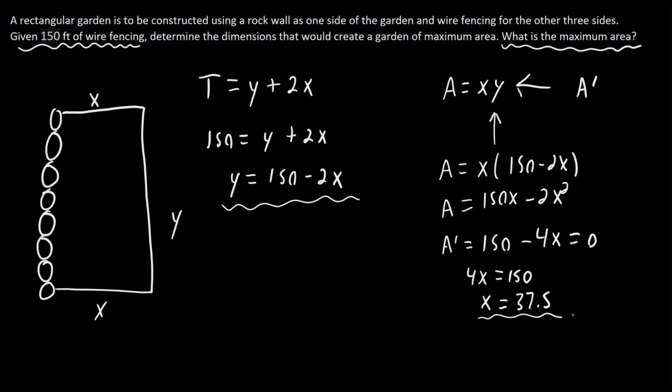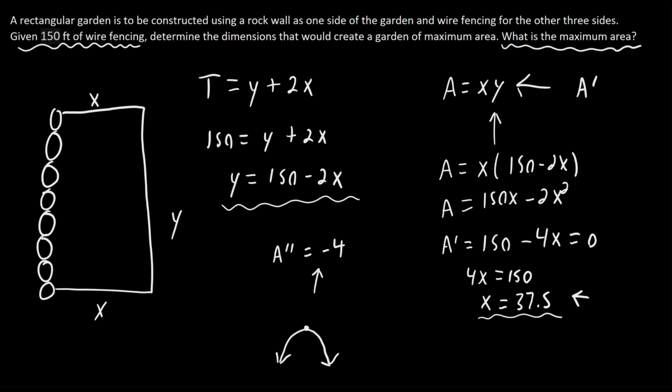37.5. So we're going to do the second derivative test to confirm this is the maximum critical point. So we're going to get negative 4. And since the second derivative is negative, this means that we're going to have a maximum. Because if it's concave down, that means this critical point will be the maximum.